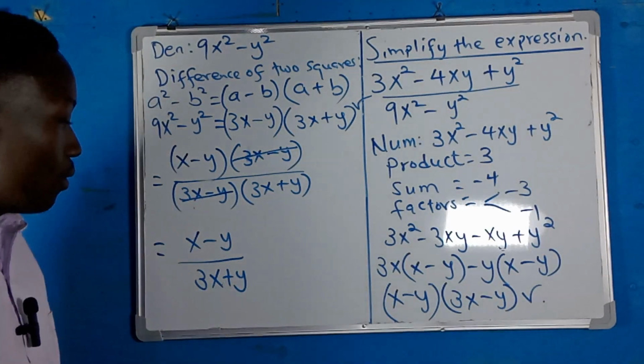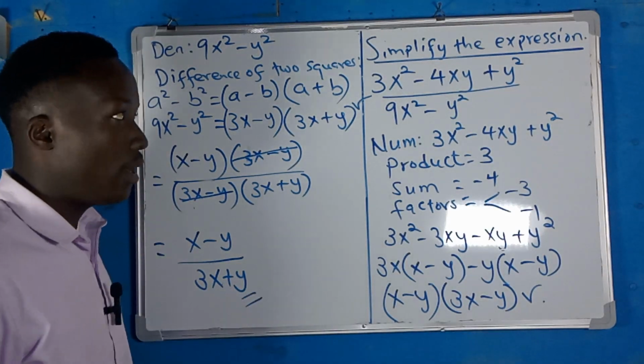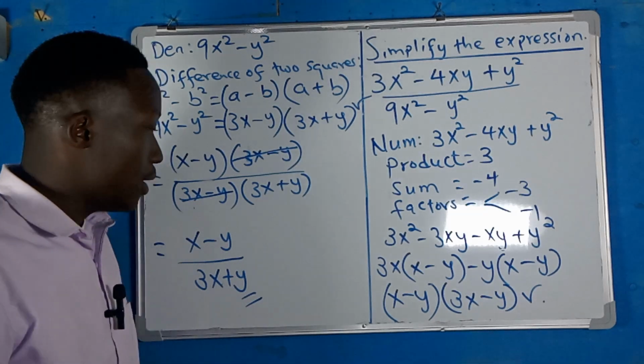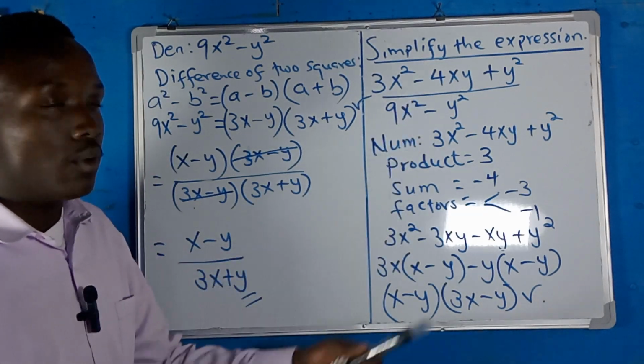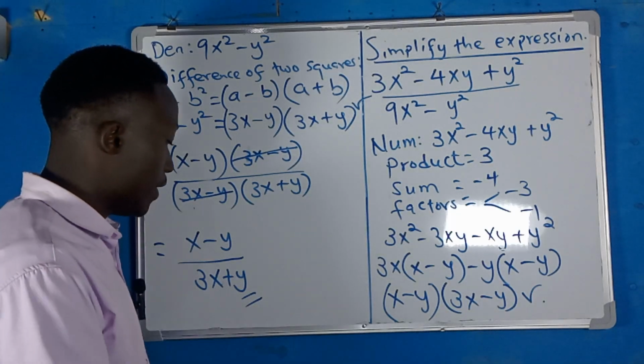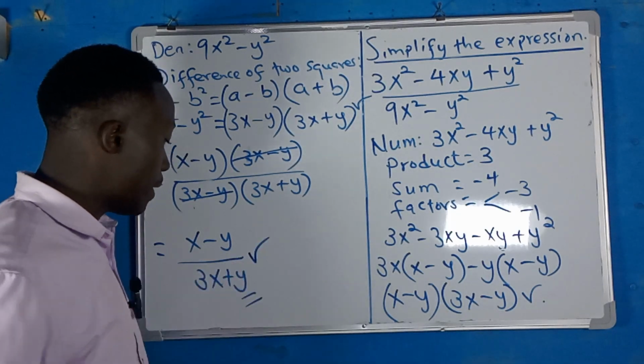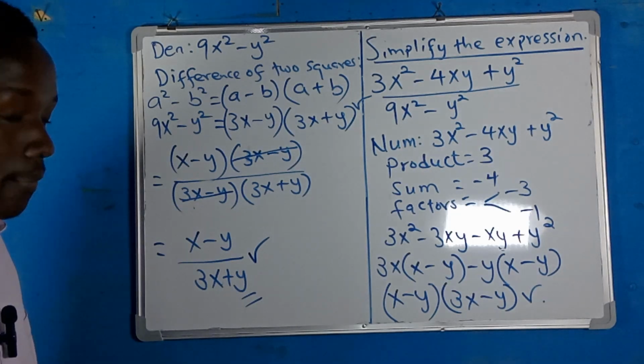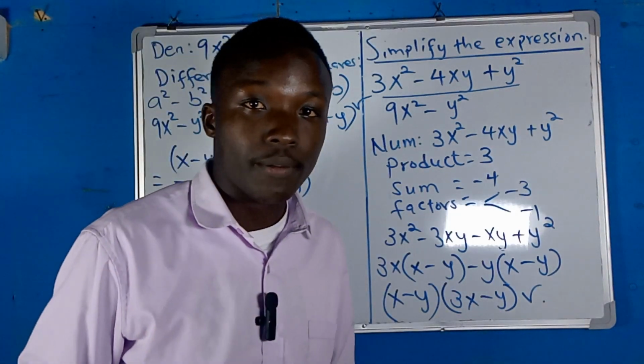So that is how we simplify algebraic expressions. We use quadratic factorization to simplify, and finally you will get x minus y over 3x plus y as your final answer.